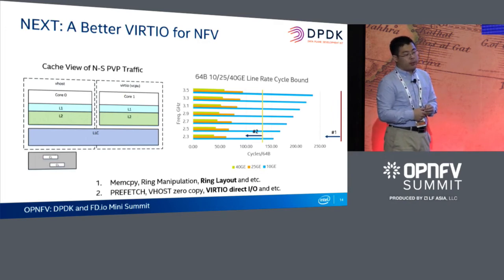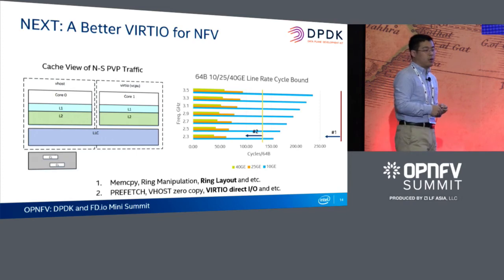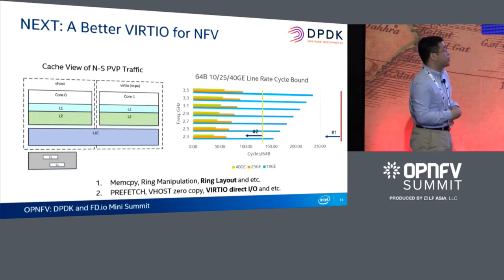So if we get rid of or reduce the cycles for that yellow line and pull that to the left side, you will also get better cycles for virtio handling. So how to do that? I also listed three ways. One is you are doing prefetch.